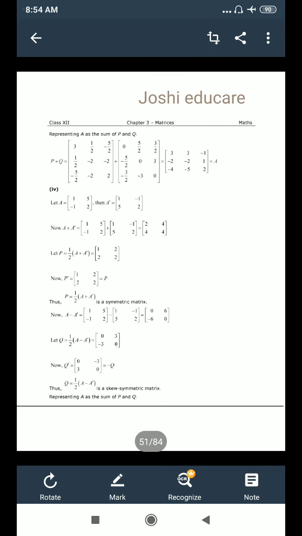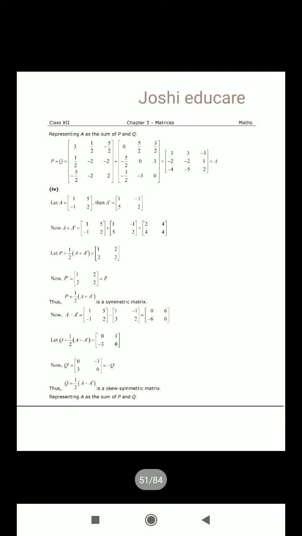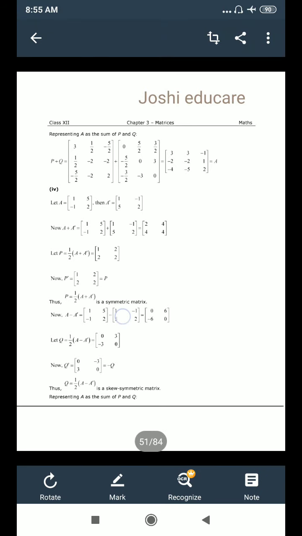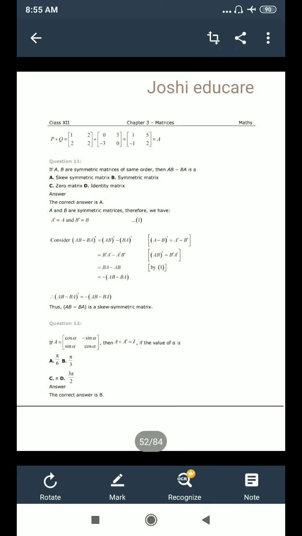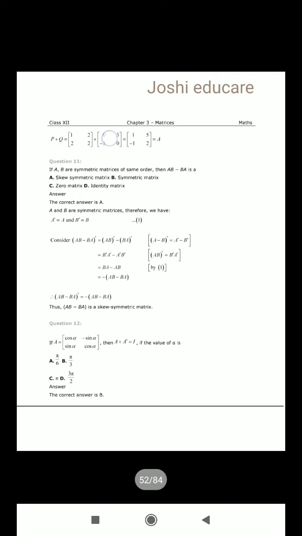A is given, get A transpose, A plus A transpose. This is the matrix. P is half of A plus A transpose. And this P is a symmetric matrix, you can show. Similarly, you get A minus A transpose. You will get this matrix. Find half of A minus A transpose, that will be Q. And you can show that this Q is a skew symmetric matrix. How to show? If you take the transpose of this, you will get negative of this. So you got Q. A can be written as P plus Q. If you write P plus Q, it will be A. Out of this, P is a symmetric and Q is a skew symmetric matrix.